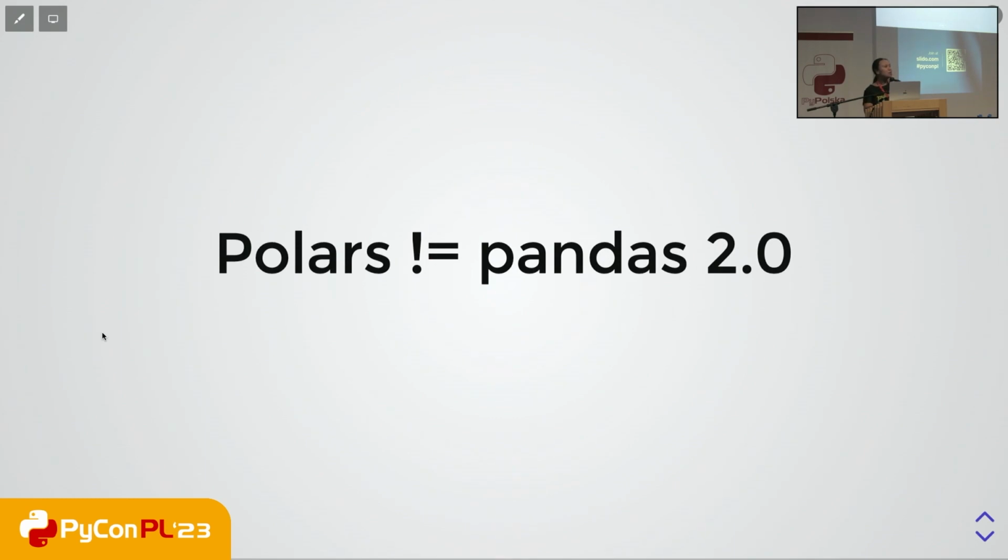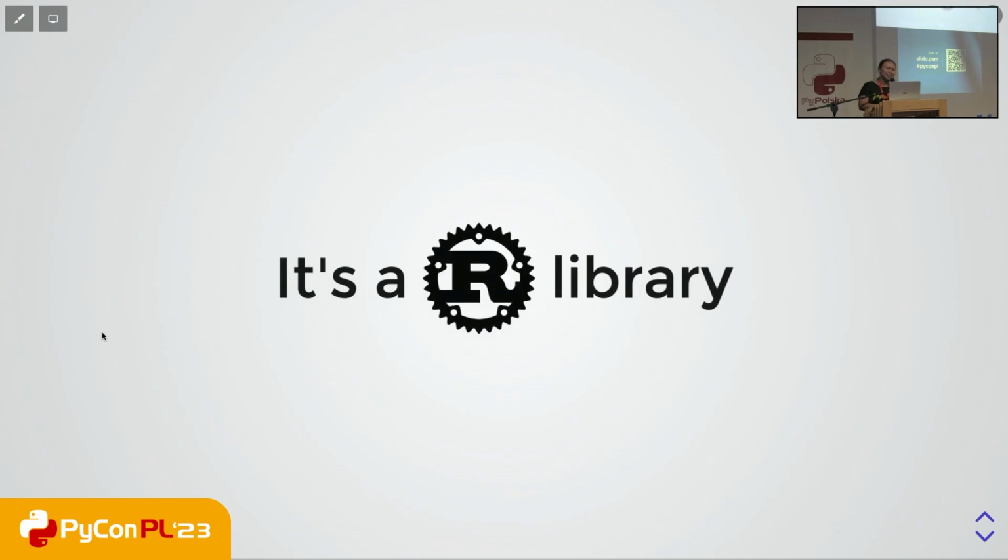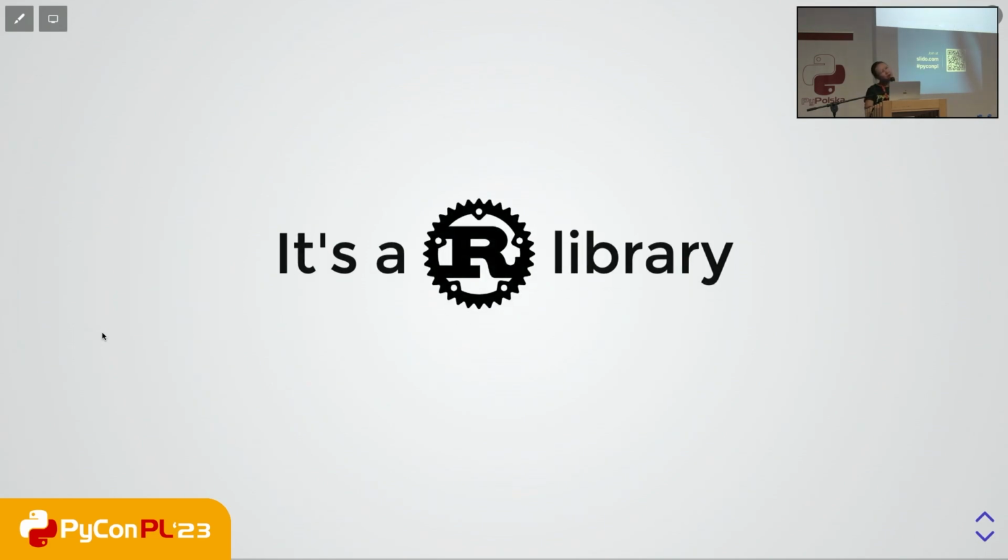For people who may have heard about Polars before, they may think that, oh, Polars, is it like a Pandas 2.0? It's just Pandas, but more modern and better. No, it's not. It's actually technically a Rust library.